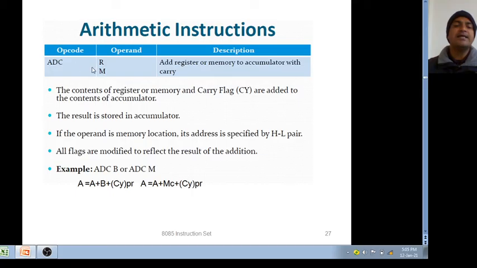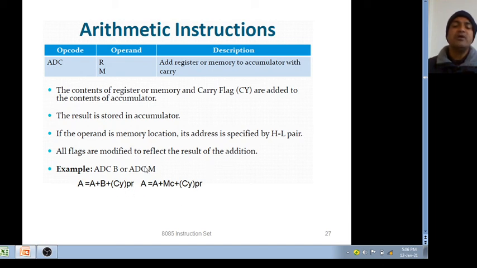It will add the contents of R with the contents of A, and it again adds the previous carry flag. Okay, ADC: add register or memory to accumulator with carry. This carry is the previous carry. Suppose you are writing ADC B. It means A equals A plus B plus CY, the previous carry.